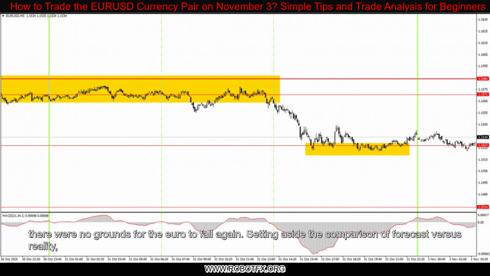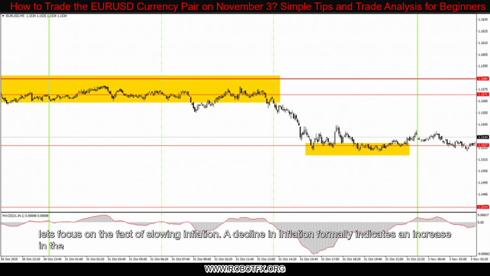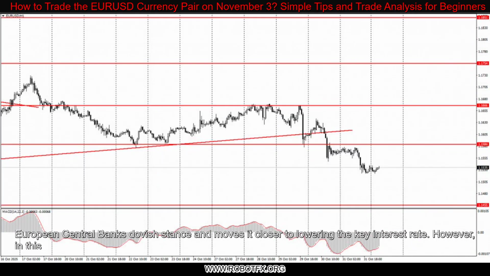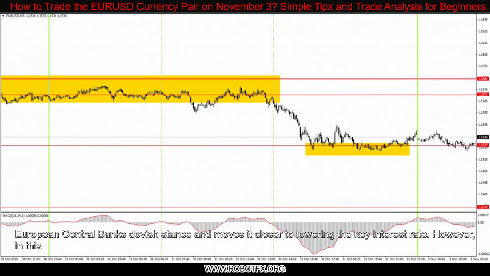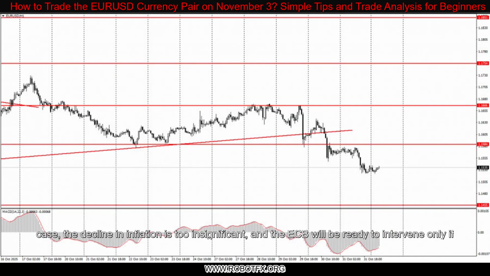Setting aside the comparison of forecast versus reality, let's focus on the fact of Eurozone inflation. A decline in inflation formally indicates an increase in the European Central Bank's dovish stance and moves it closer to lowering the key interest rate. However, in this case, the decline in inflation is too insignificant, and the ECB will be ready to intervene only if the figure falls below 2. Therefore, Friday's inflation report did not impact the ECB's monetary plans.